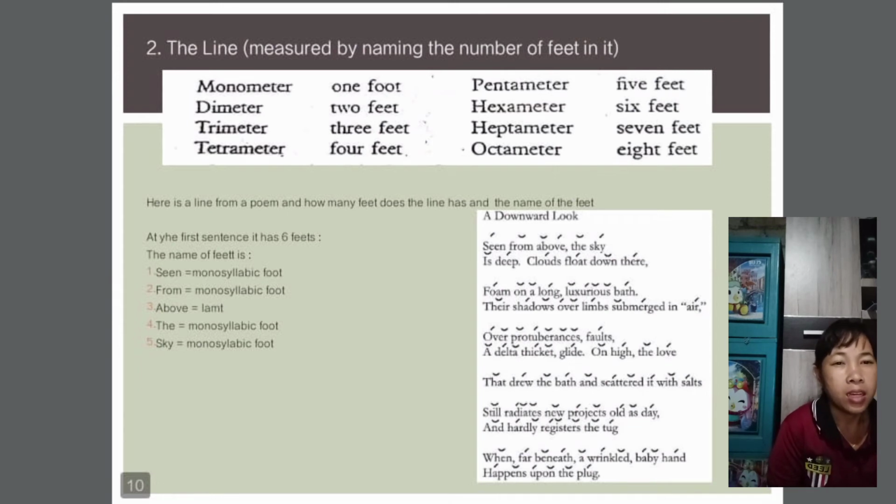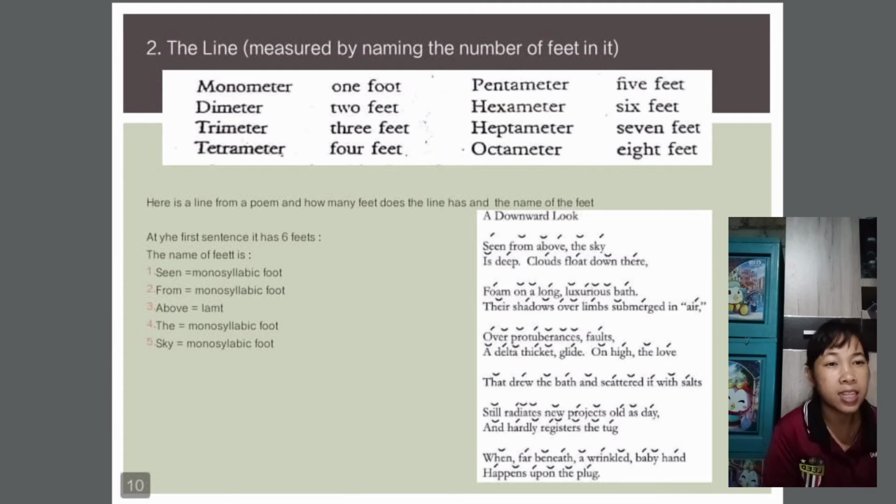Okay, now there is a line form of poem, and how many feet does the line have, and the name of the feet. There is a poetry. The title is The Downward Look. See, for the first sentence, there is a sound like seen from above the sky. So the analysis is, the name of the feet is seen.